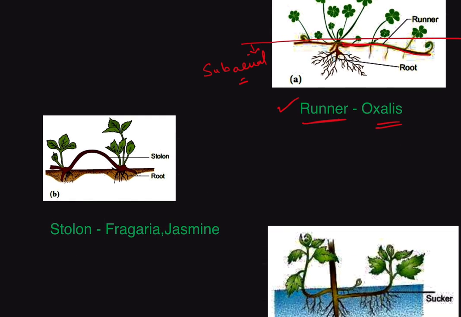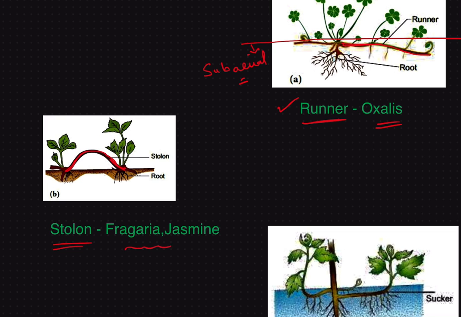Now, coming to stolon. We talk about stolon under subaerial stem modifications, where the stem just below the soil rises in an upward direction, and again whenever it comes in contact with soil, it gives rise to a new plantlet. Examples of stolon are fragaria and jasmine.